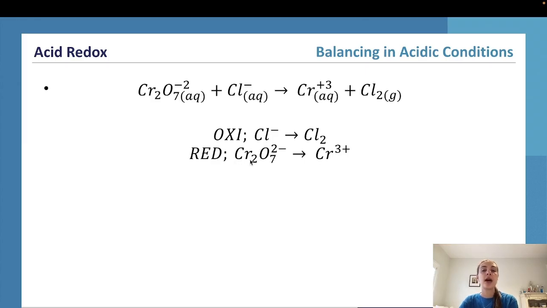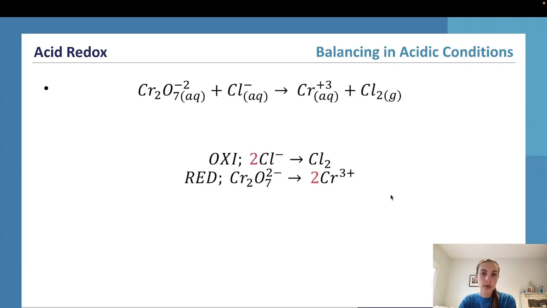If our chromium ions are going from +6 to +3, that means they're gaining 3 electrons. So they're becoming more negative because they've gained 3 electrons per chromium ion, and so hence that is a reduction. So we've got our oxidation reaction and our reduction reaction. Now we need to balance them.